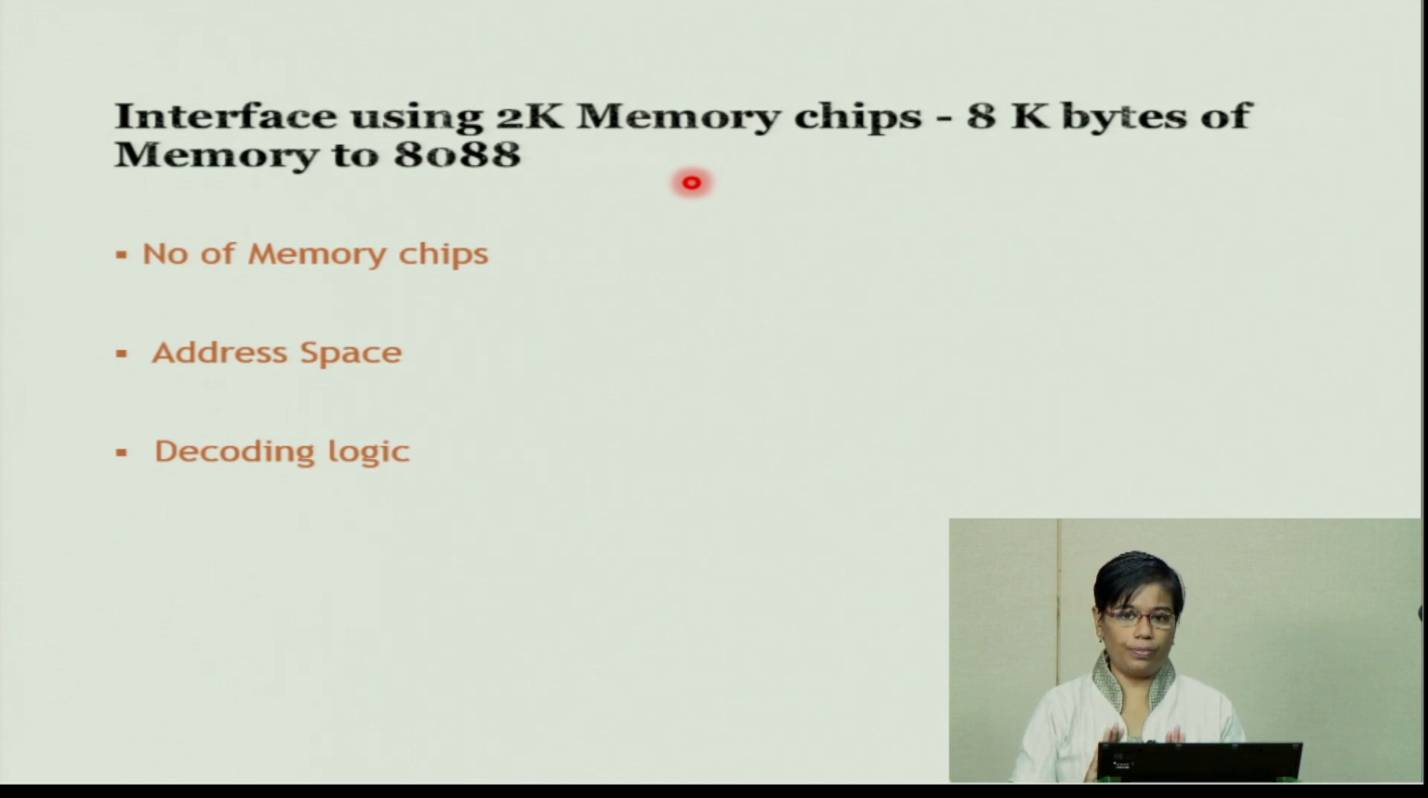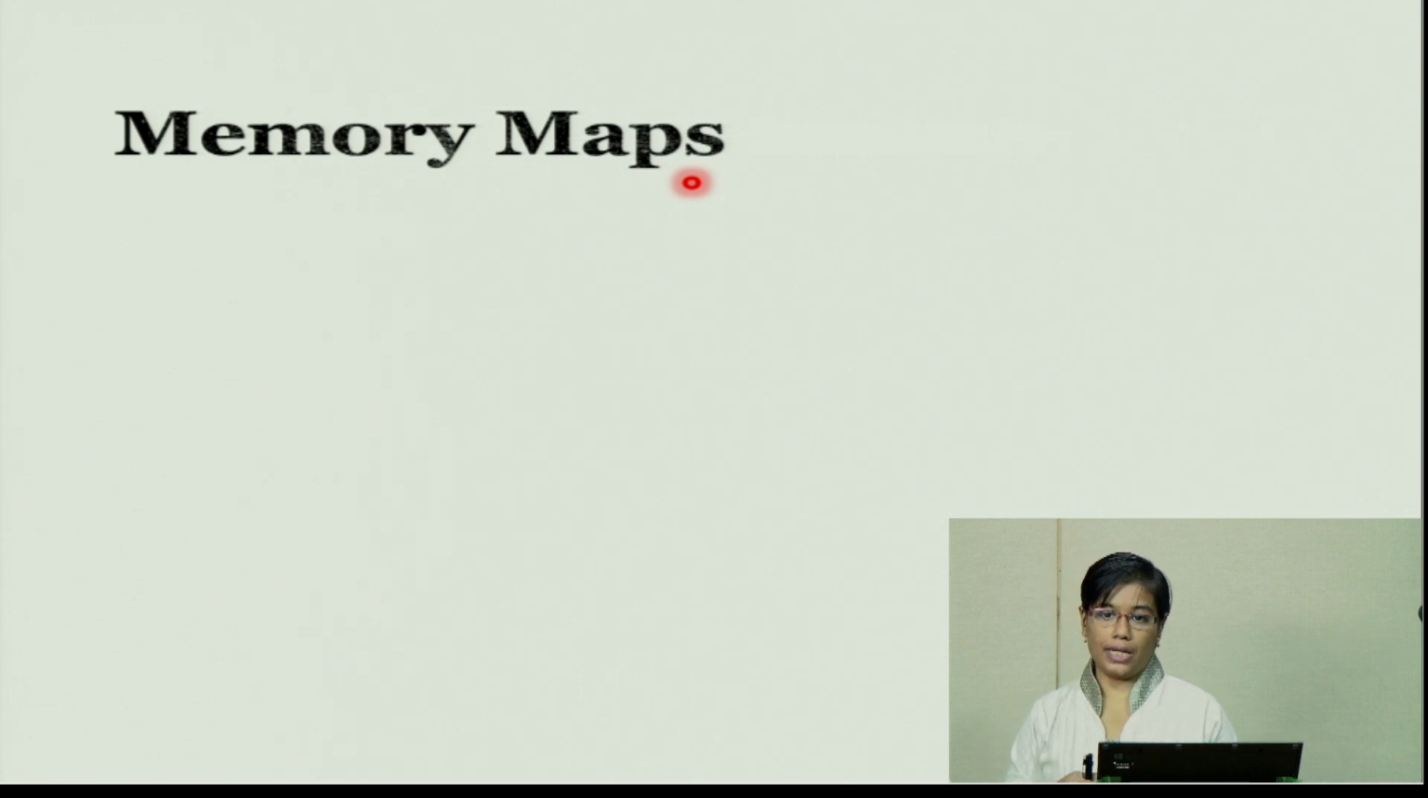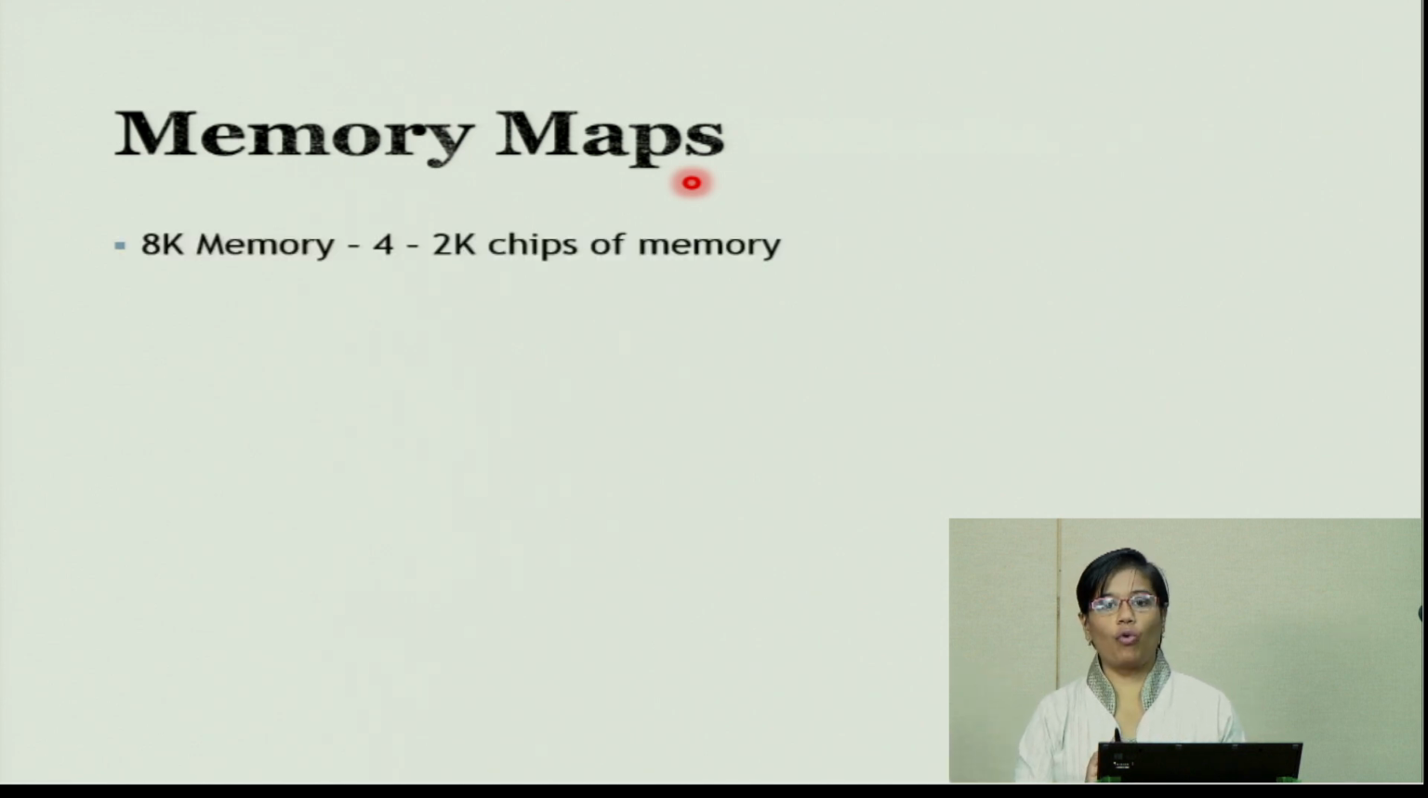The chips that are going to be available are 2K chips. 8K of memory has to be connected to 8088. So we'll first look at how the memory mapping is going to be done. So memory mapping would first be that you have to decide on the number of chips. So totally we are going to require 8K of memory. So 8K of memory, and if you have 2K chips available, it means you have to use 4 2K chips. Only then you would get 8K of memory. So 4 chips are going to be connected to 8088.